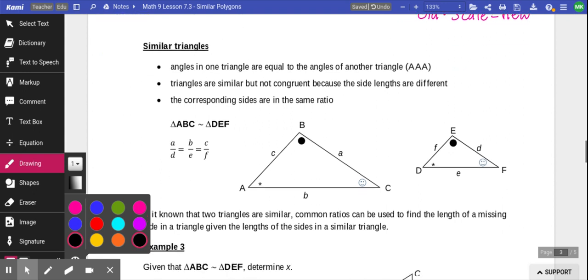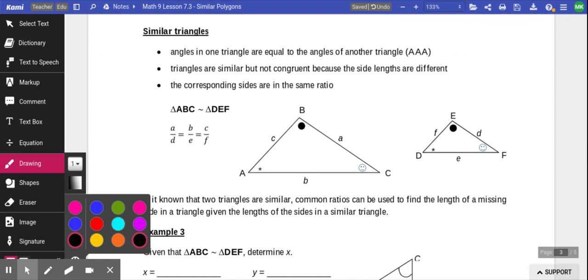Similar triangles. Similar triangles is the same idea as similar shapes or polygons that we did above. It means that the side lengths have grown or shrunk by the same scale. It also means that the angles are the same. Similar triangles are not congruent. That might be a word you've heard before. Congruent means that the side lengths are the same. These side lengths change. It's grown or shrunk. So they're only similar triangles. They are not the same triangles. They're not congruent.